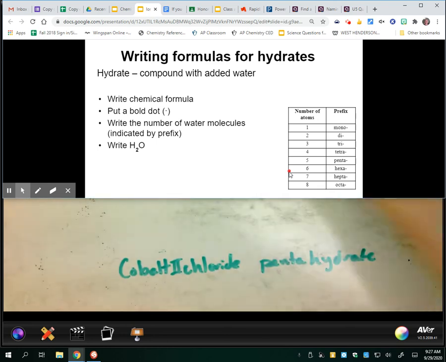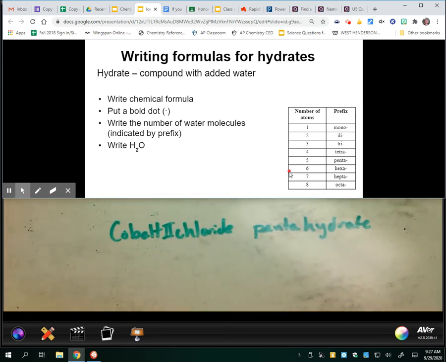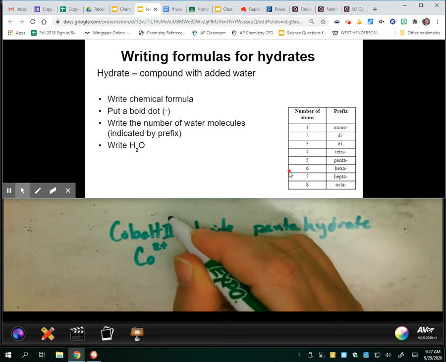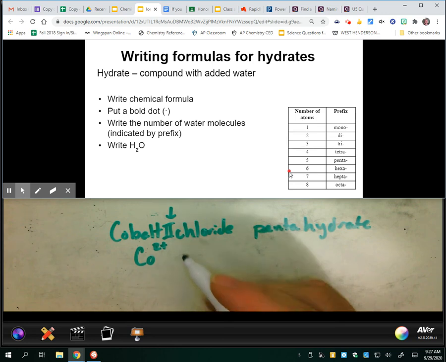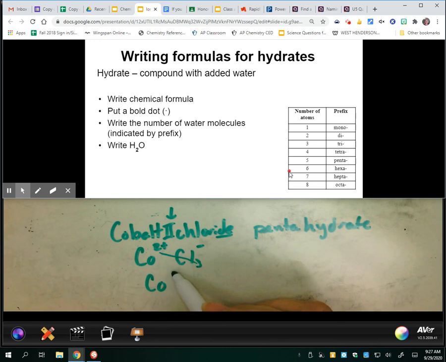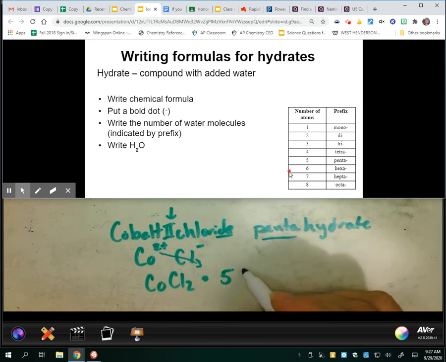So let's use the same example and just go from the name and we can write the formula. So cobalt 2 chloride, cobalt has a charge of 2 positive, and it's the Roman numeral that tells me this. Chloride, it ends in IDE, so I know it's an element, so that's chlorine. The sum of the oxidation numbers is not 0, so I have to crisscross. So this is CoCl2. Then I put a bold dot. Penta means 5, and hydrate means water. So what this says is that there are 5 water molecules trapped in each formula unit of cobalt 2 chloride.